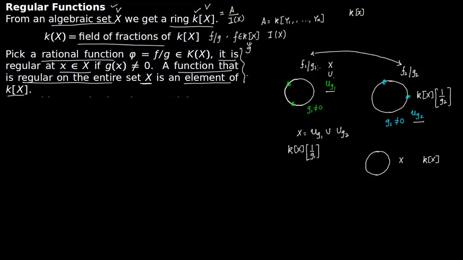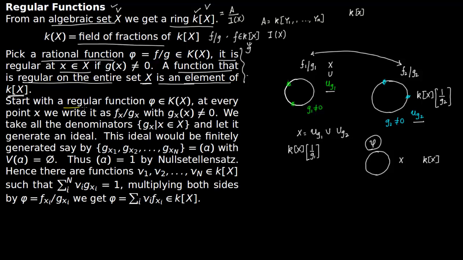So what we want to do is glue these two functions, so you get a polynomial on K of X. So you get some phi here, which is just a polynomial. The entire purpose of this lecture is to show that you can glue these rational functions here and here to get a polynomial right here. So a function that is regular on the entire set X is an element of K of X.